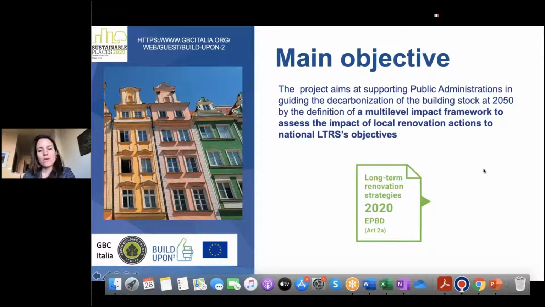As you know, by March 2020, member states had to present their long-term national renovation strategies that integrate and improve the national renovation strategies that were given by the states almost 3 years ago as the second version. These long-term renovation strategies are required by the EPBD under Article 2A.